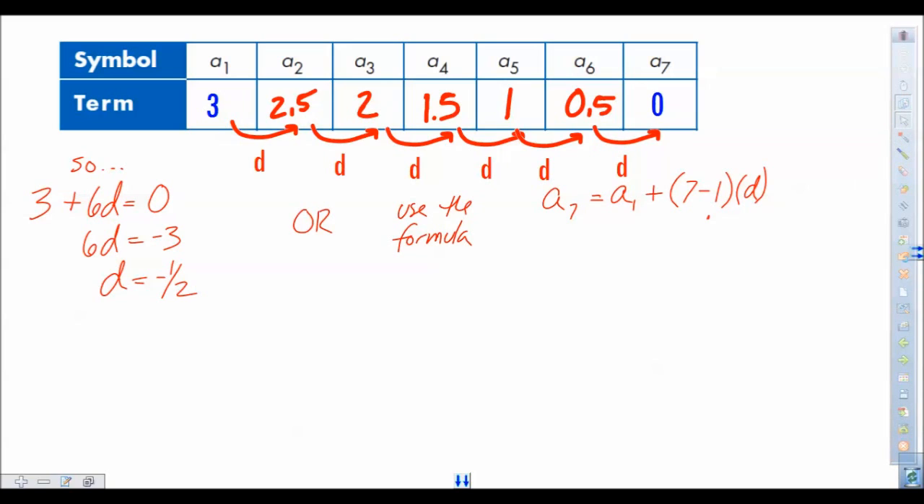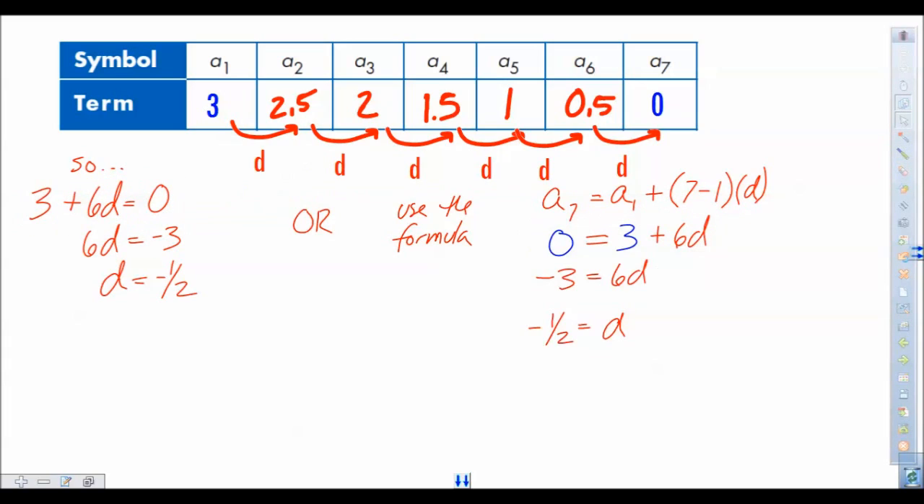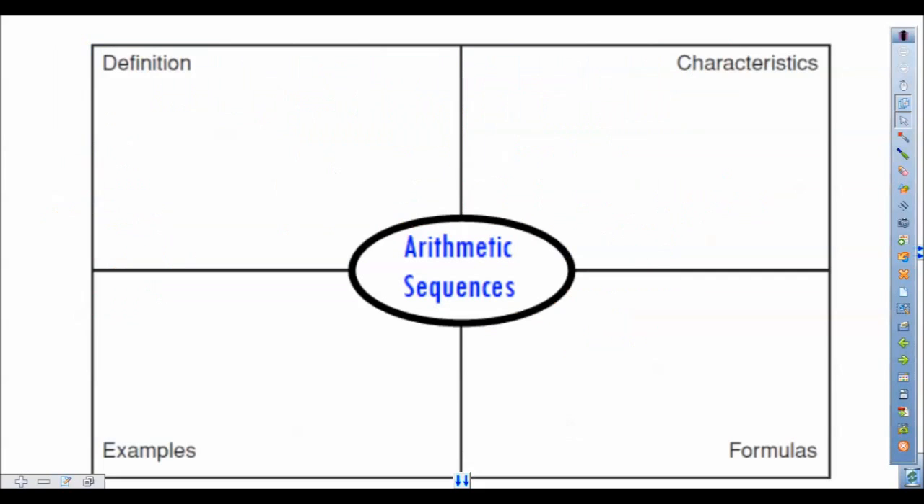Here we can say simply the 7th term would be equal to the first term plus 7 minus 1, because we have a 7 and a 1 right there, and then we're multiplying by D. Substituting the 7th term, which is 0, and the first term, which is 3, we arrive here, which if you notice is the exact same position that we were in before, just switched around the equal sign. So notice we still would have arrived at negative 1/2 for our D. So there's 2 ways you can do it.